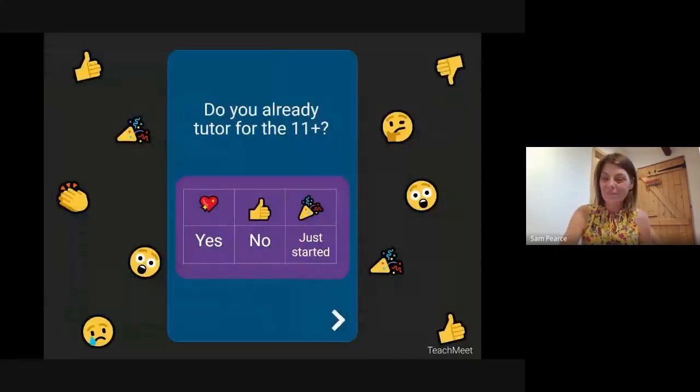First question, really, to get started this evening, it'd be really nice to know how many people here already tutor for the 11+. So if you do already tutor for the 11+, send a heart. Well, perfect. Everyone knows how to use the emojis. So lots of hearts, lots of no's, and some people just starting. Oh, that's a lovely mix. There's quite a lot of people here that are already tutoring for the 11+.